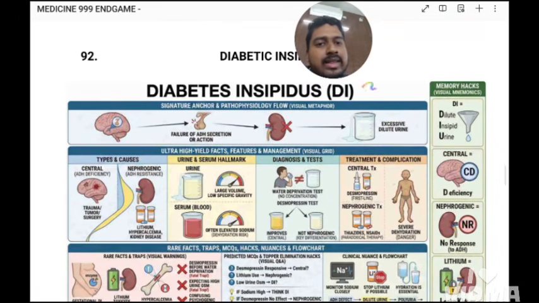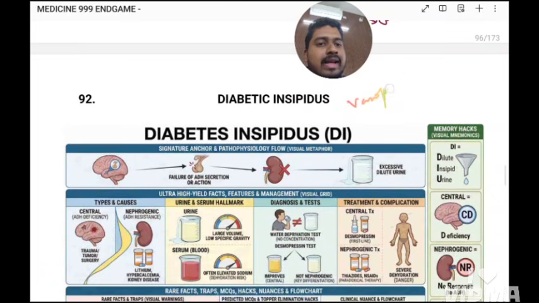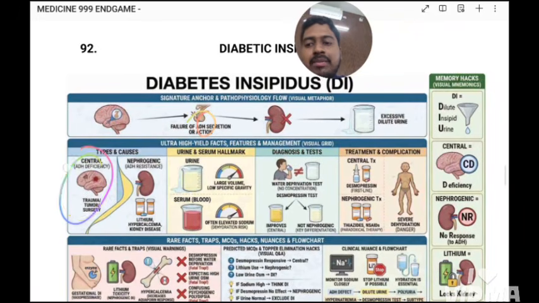Basically you should know that diabetes insipidus is a problem of water metabolism in the body. It is not regarding how much urine is formed, it is basically about dilution of urine. So there can be two causes. One is ADH. Where is it produced? It is produced from the posterior pituitary. The posterior pituitary has two hormones: one is vasopressin, which is known as ADH, and second is oxytocin. So this vasopressin or ADH secretion from the posterior pituitary can be hampered, leading to central diabetes insipidus.